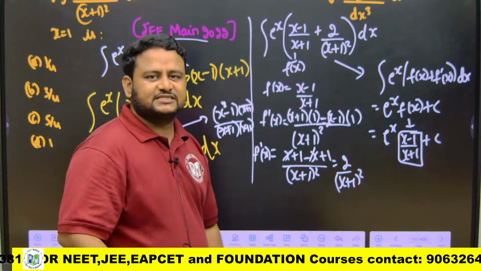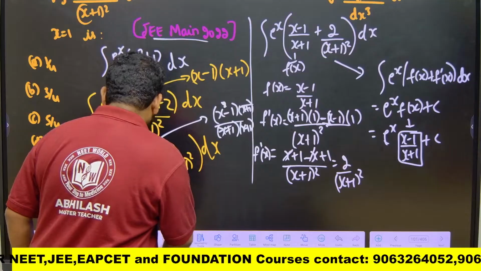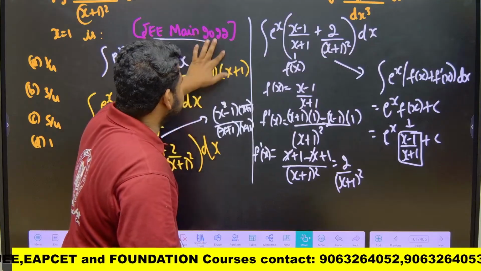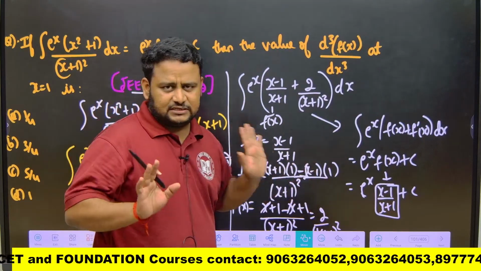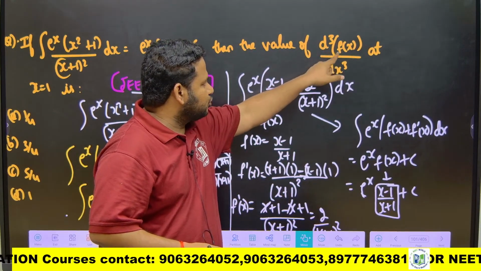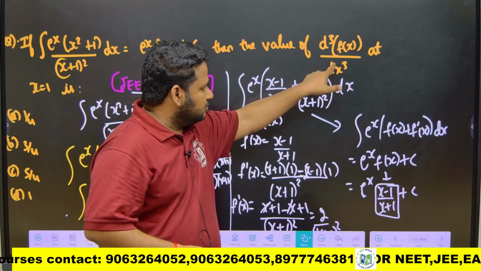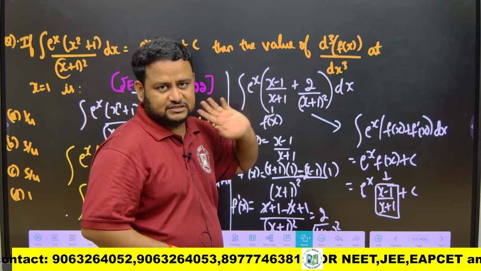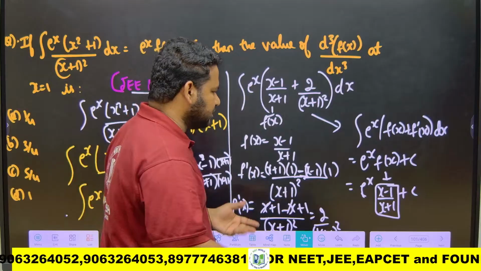Now what are they asking us to do? Till here is the integration. Now we have to differentiate it. They are asking us to find d cube by dx cube of f of x, that is, we have to differentiate 3 times. Let us do it, not a problem for us.